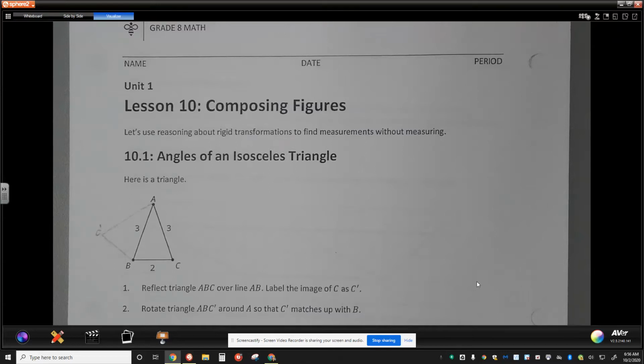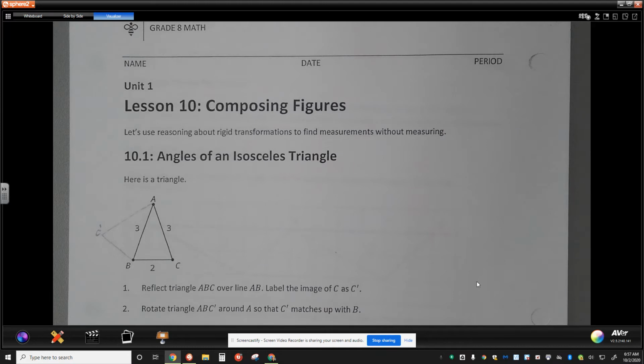Hi there, today's lesson is Unit 1, Lesson 10, Composing Figures. What we're going to do today is hopefully take all of the things that we've been learning in the previous 9 lessons and put it all together to start synthesizing the use of these rules that we've been learning about composing figures.